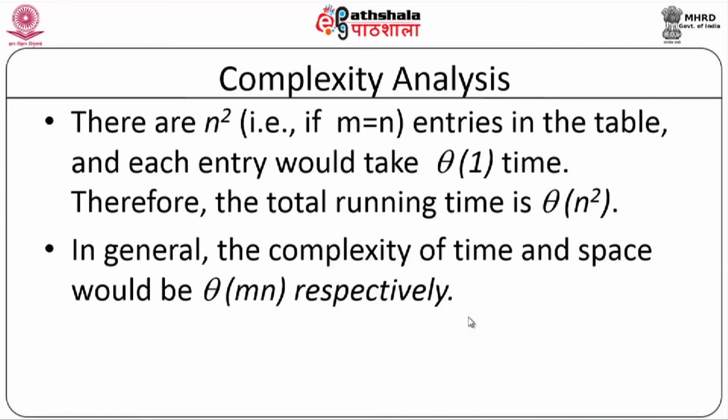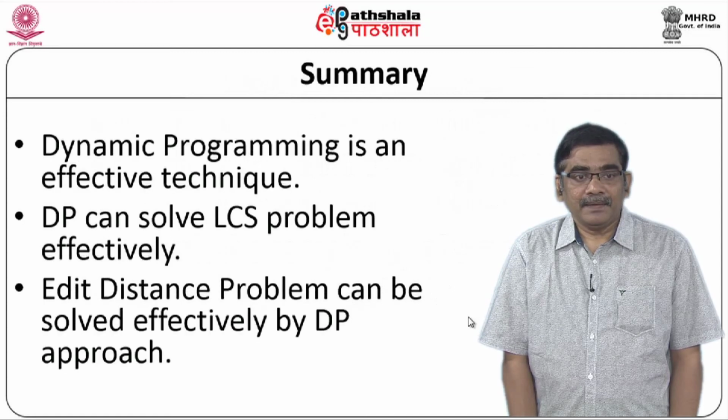There are n square entries. Each entry takes theta of 1 time. So, the total running time is theta of n square. In general, the time and space complexity is theta of m n respectively. So, this is the summary.